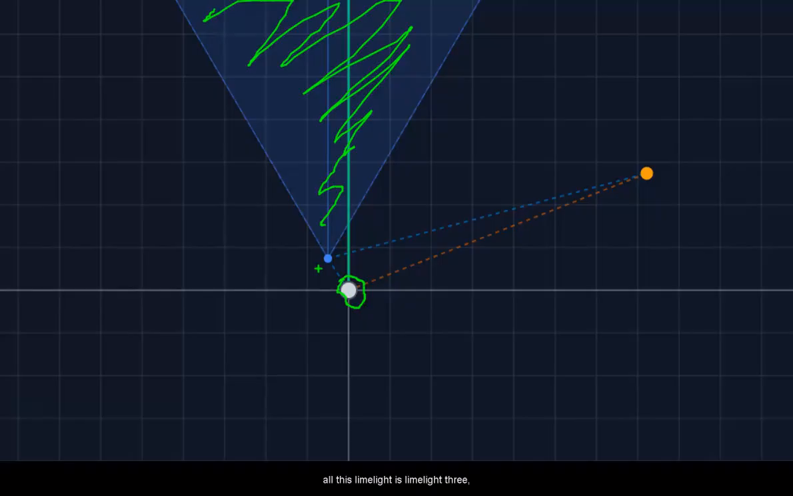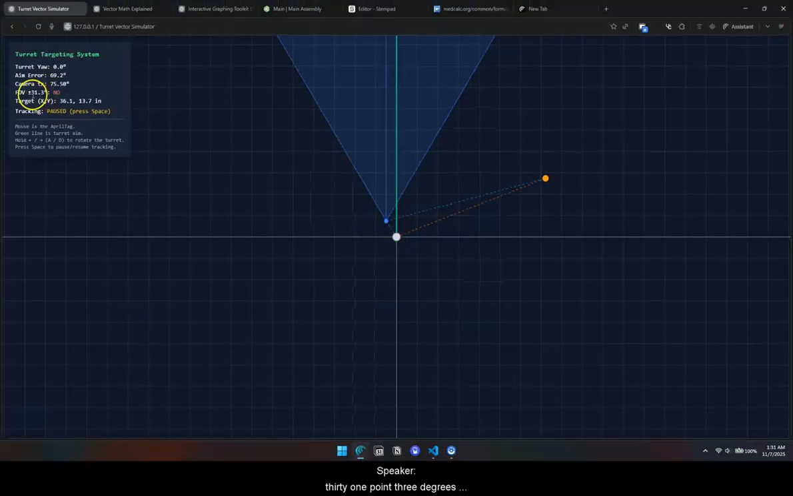This Limelight is Limelight 3, which has 31.3 degrees of freedom in each dimension. It sees in two dimensions, one is your left and one is your right. Technically, it's not dimensions, but you get the point. Your orange circle is where your AprilTag is located relative to the turret. Does that matter in a real-life scenario? Not really. I just want to have a way for you to check it.